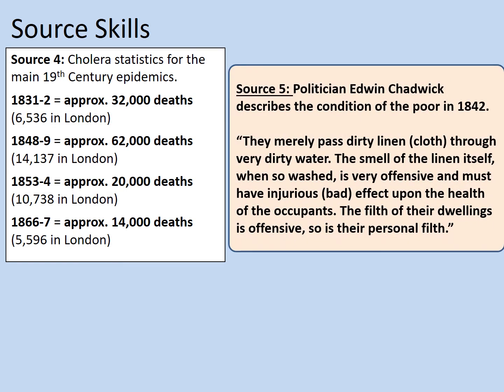Source 5 is from politician Edwin Chadwick, who describes the condition of the poor in 1832. This is from a report that Chadwick produced called the Sanitary Condition of the Labouring Population, something that we're going to have a look at in more detail in a future lesson.